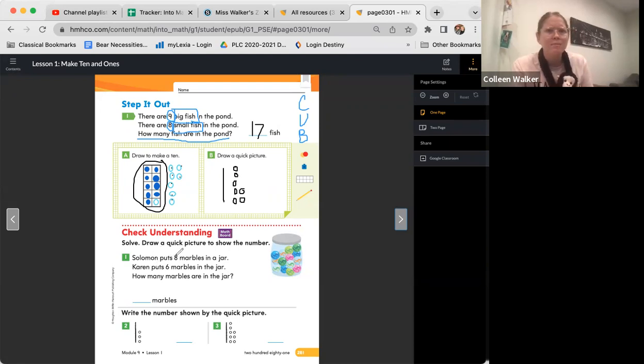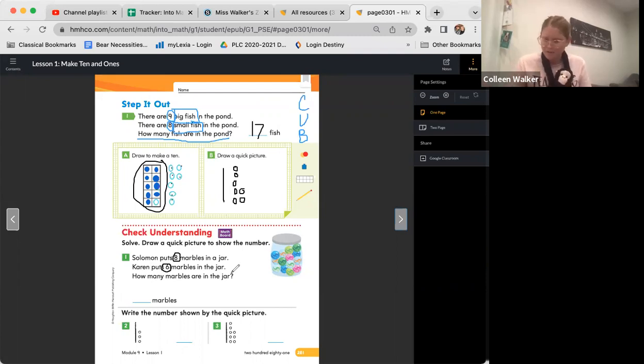So it says Solomon puts 8 marbles in a jar. Karen put 6 marbles in the jar. How many marbles are in the jar? Let's circle our numbers. We're circling 8. We're circling 6.